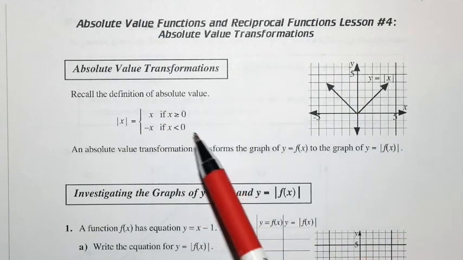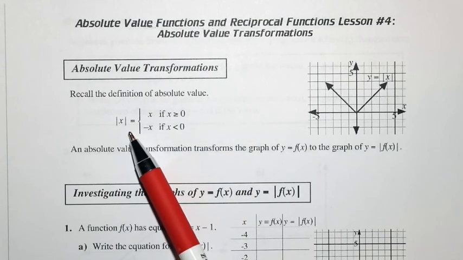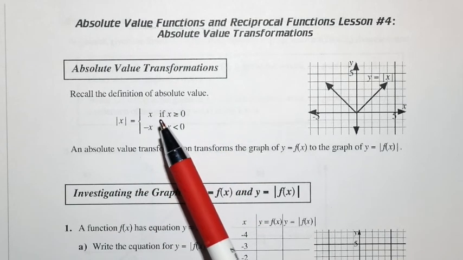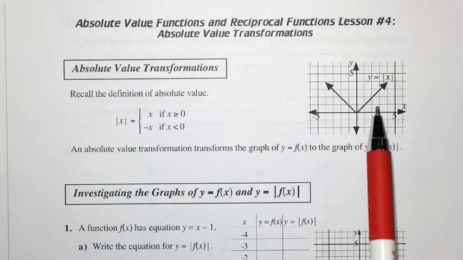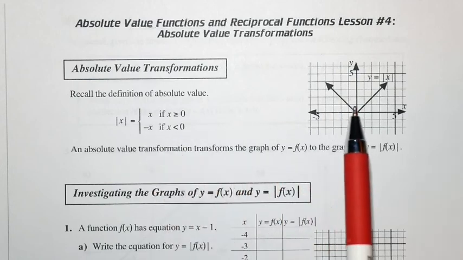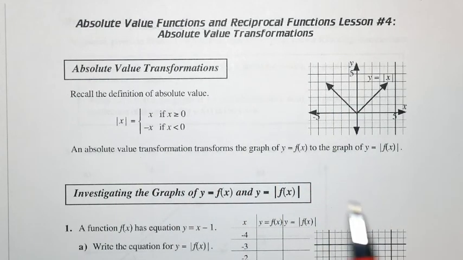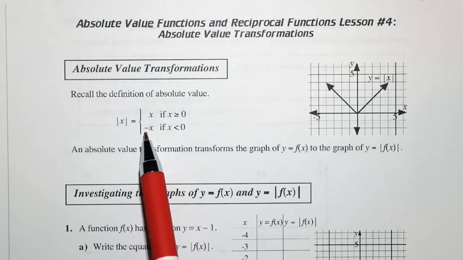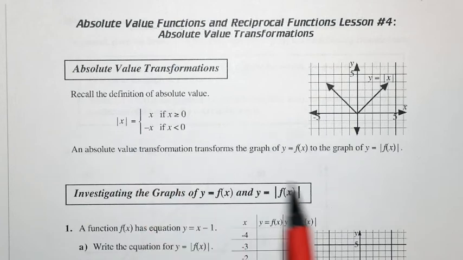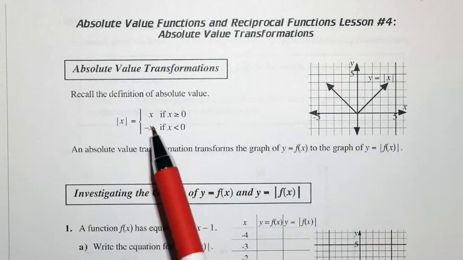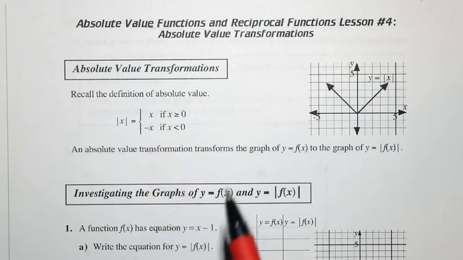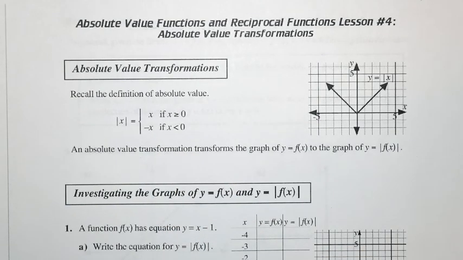So let's recall the definition of absolute value. We have the absolute value of x is equal to x if x is greater than 0, and it's negative x if x is less than 0. Now just be very careful of this negative. Remember, this negative is only to make it positive because that x would have been negative anyway. You can see from this description.